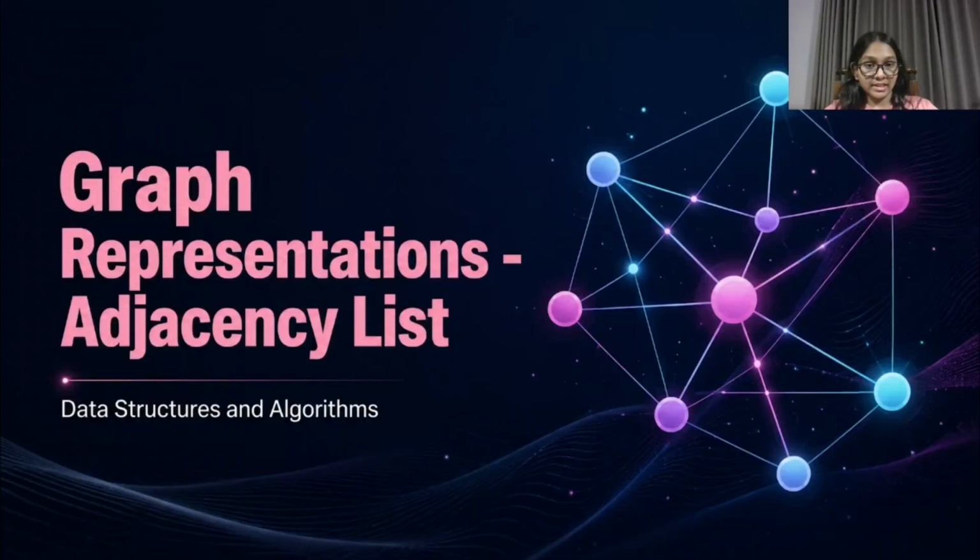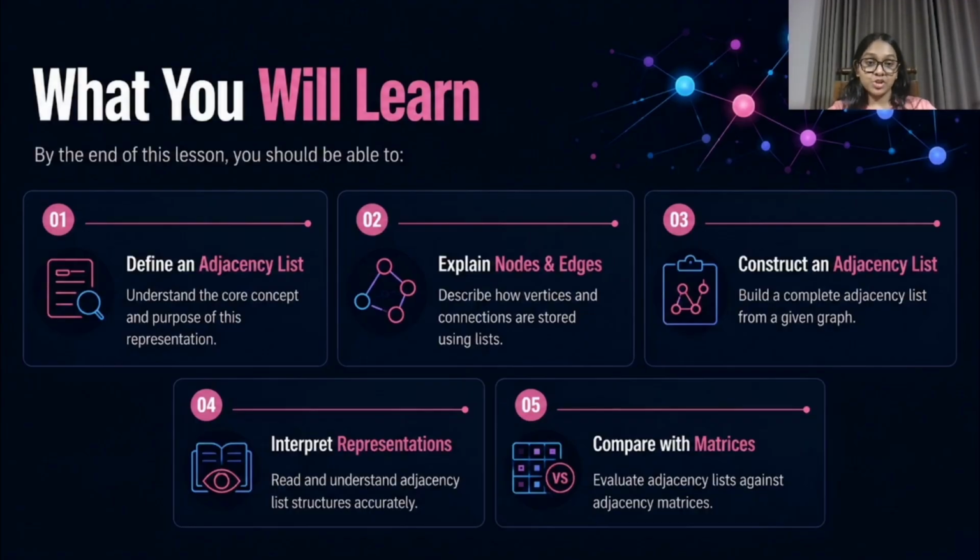Before we dive into the lesson, let's quickly look at our learning objectives. By the end of this session, you should be able to define what an adjacency list is, understand the concepts of vertices and edges, distinguish an adjacency list from a graph, interpret adjacency list representations, compare adjacency lists with adjacency matrices, and finally understand the advantages and limitations of using adjacency lists. These are fundamental concepts that will help you to understand advanced graph algorithms later in your studies.